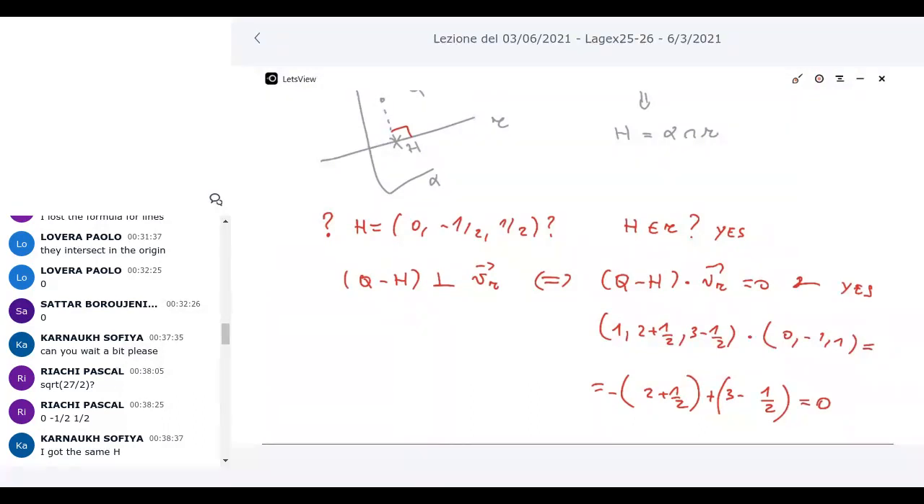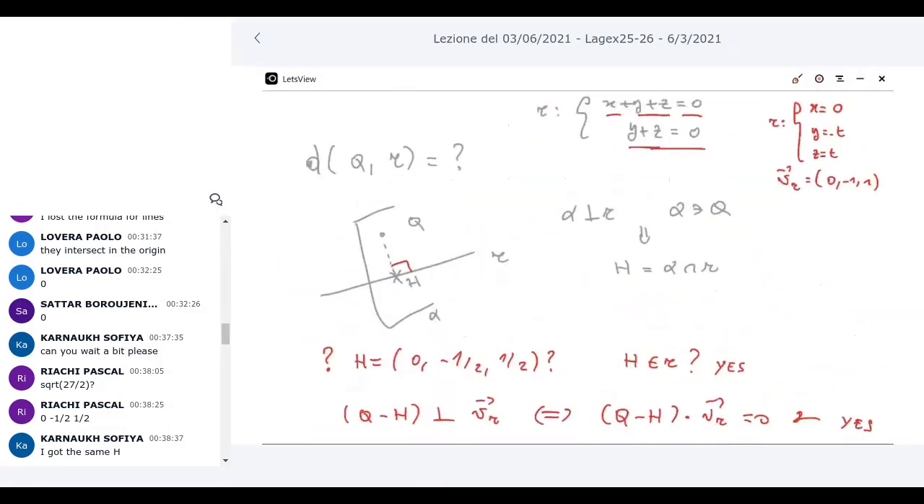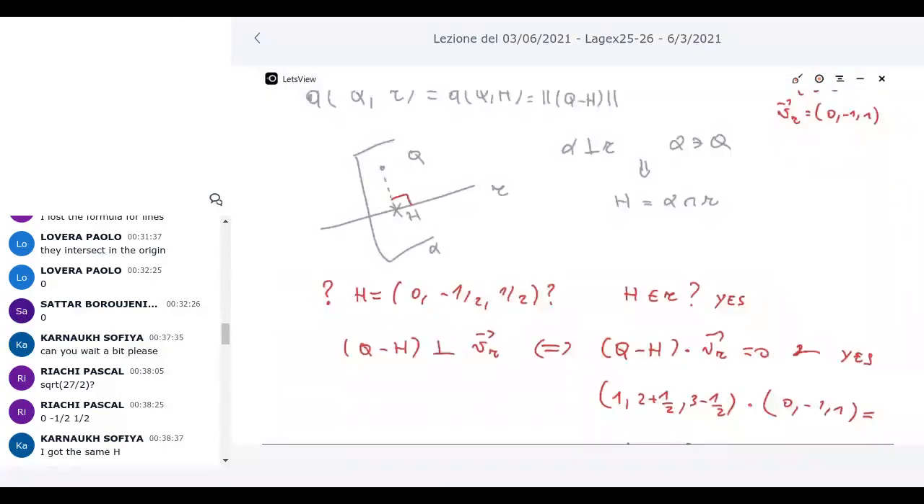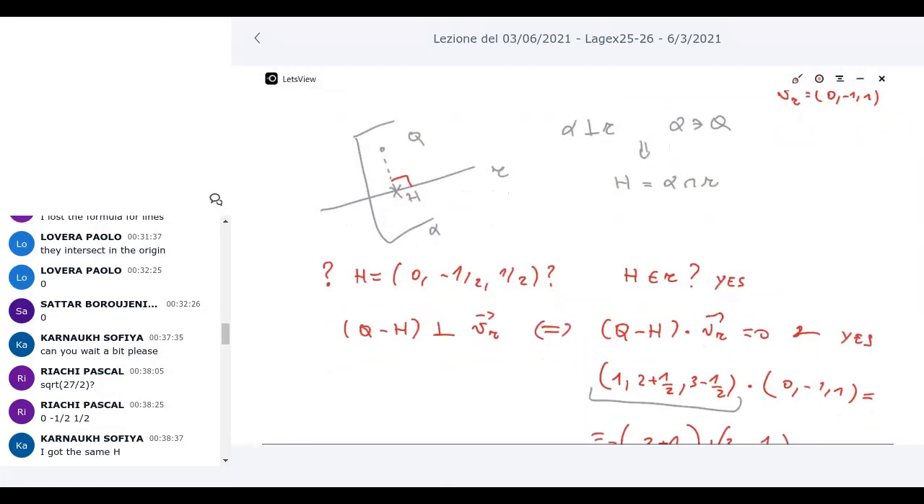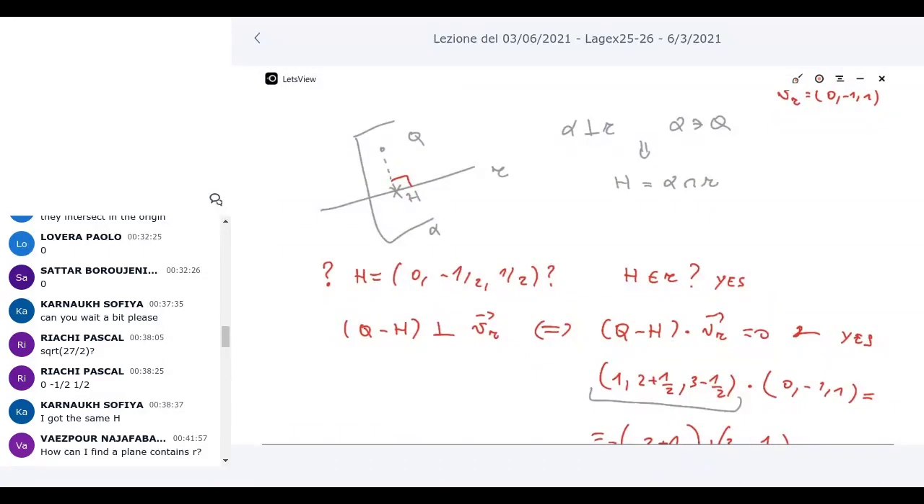So once we have H, what we know is that the distance between the line and the point is going to be the distance between Q and H. This is the magnitude of Q minus H, which we can easily compute now because Q minus H is standing here for us to be computed. Okay, so this shows that Riaki Pascal, Carnauck, and Sophia probably got the right answer.